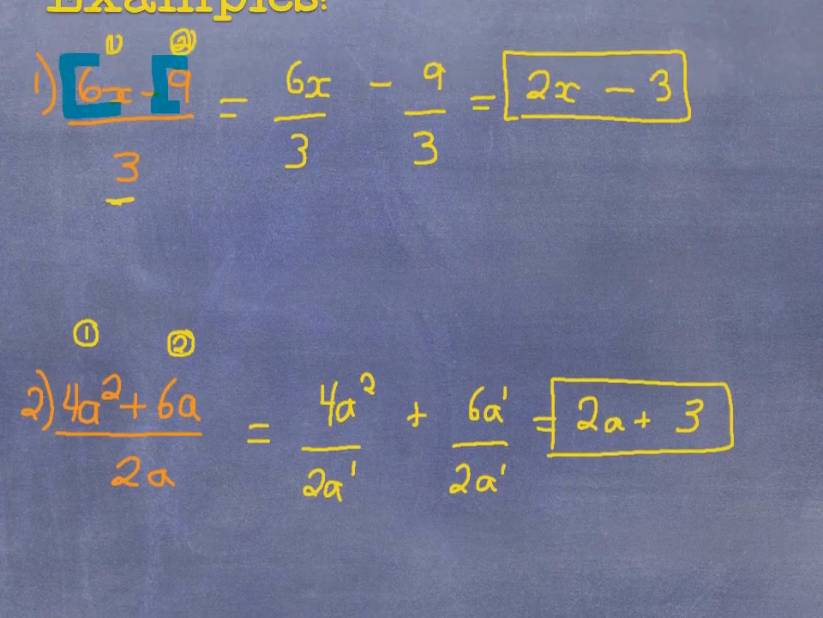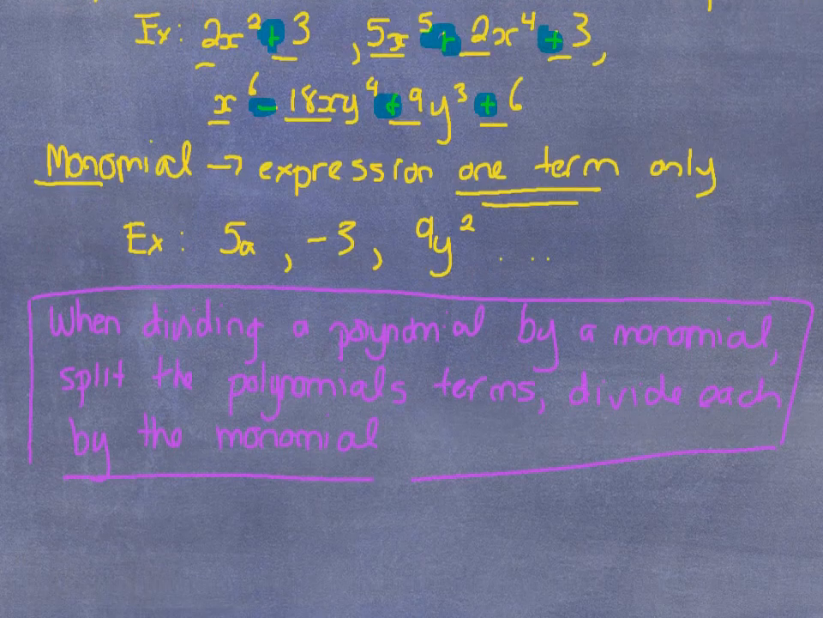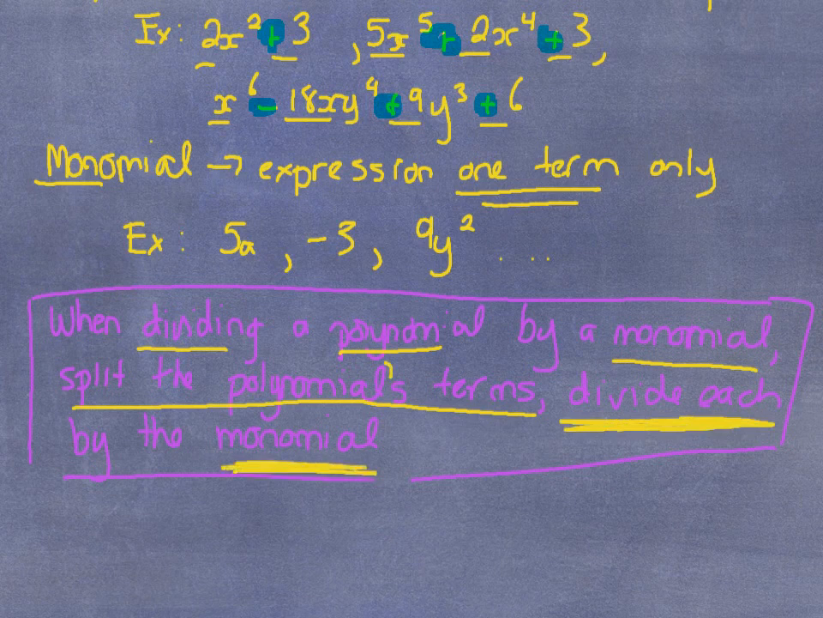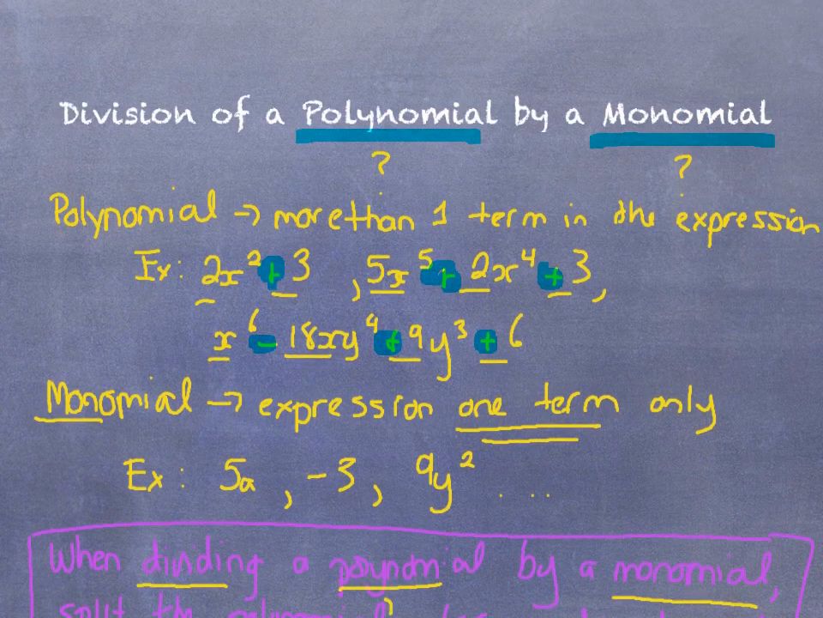And that's it. So just to go back to our first slide, remember, okay, when dividing a polynomial by a monomial, split the polynomial's terms and divide each here by the monomial. And that's it for division of a polynomial by a monomial.